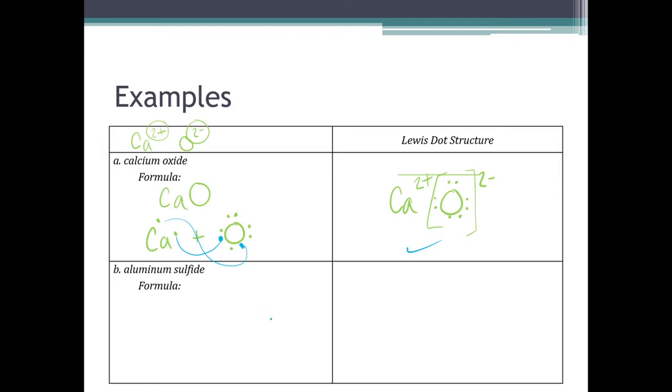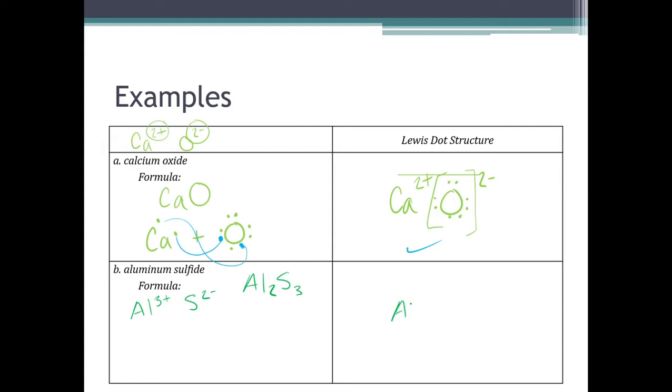Letter B here is aluminum sulfide. So again, we know that aluminum is Al3+. We know that sulfide is S2-. So then to make our positives and our negatives cancel, we are going to need 2 aluminums and 3 sulfides to give us a formula of Al2S3. So then to draw this, we'll need to draw 2 aluminum ions, and they will both be naked.